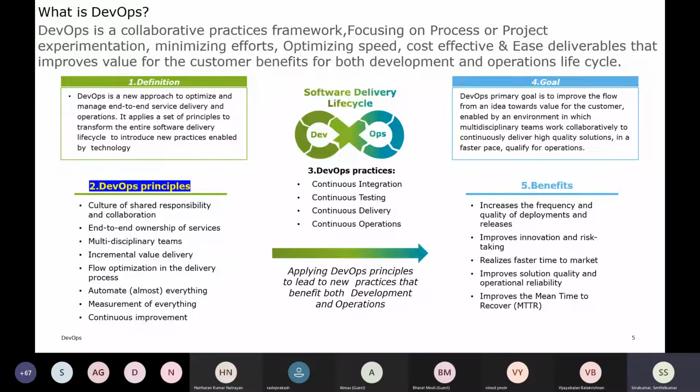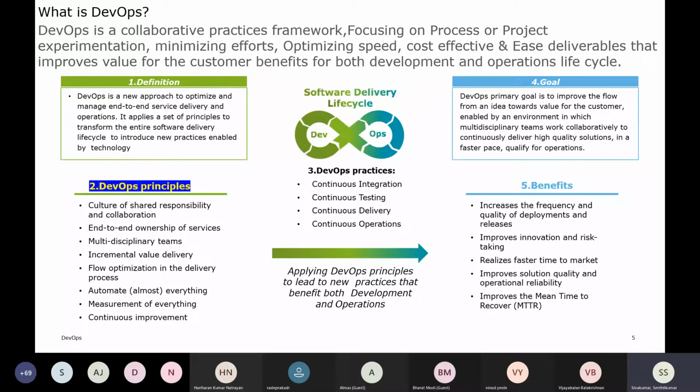So now you got these ideas, right? So I'll rephrase it. First one is definition, second one is DevOps principle, third one is DevOps best practices, fourth one is goal, and fifth one is benefit. Based on this slide, we have to drive all the things in the next 6 phases. So before going to drive the 6 phases, I can give a quick review of the history of DevOps.